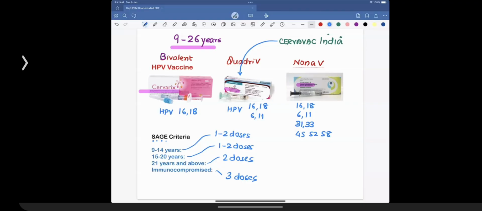Now, suppose they ask you for Sarvavac this time. What is the guideline for Sarvavac when it is going to come in the national immunization schedule? Please remember, Government of India is saying for 9 to 14 years, we are going to give 2 doses, and for 15 to 26 years, we are going to give all 3 doses. Which level of prevention is this? All vaccines are primary.